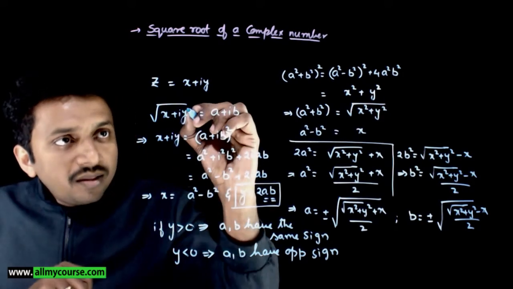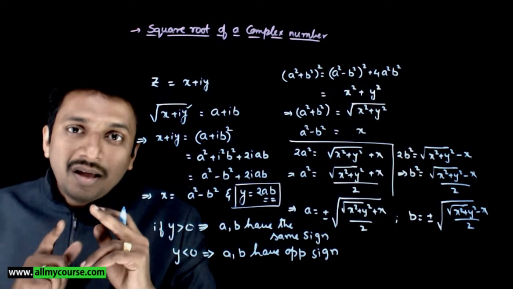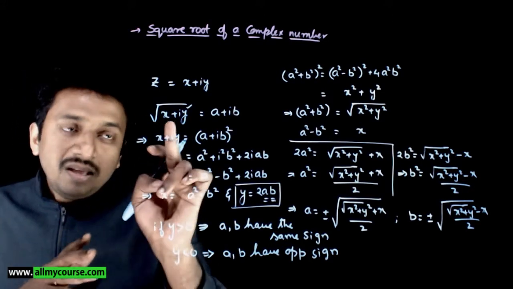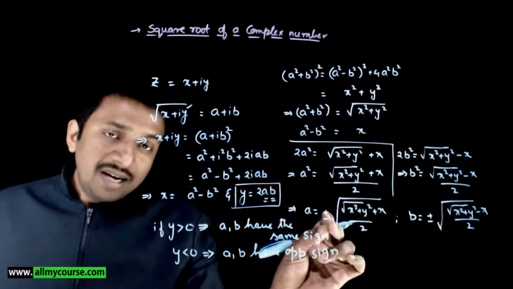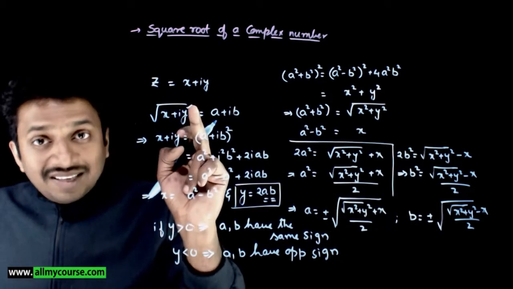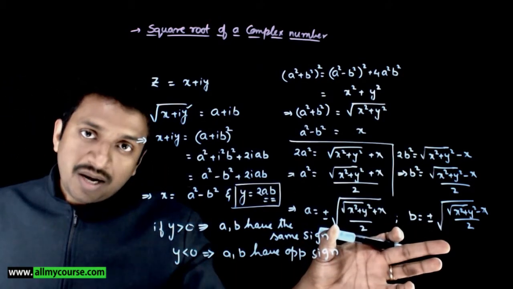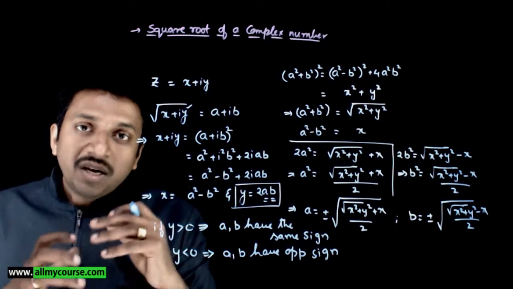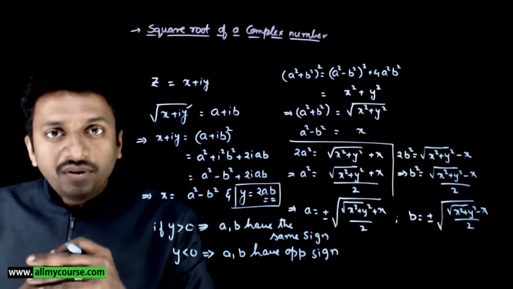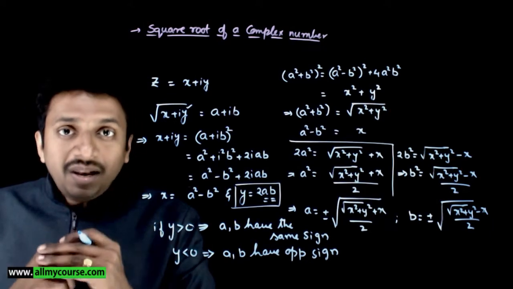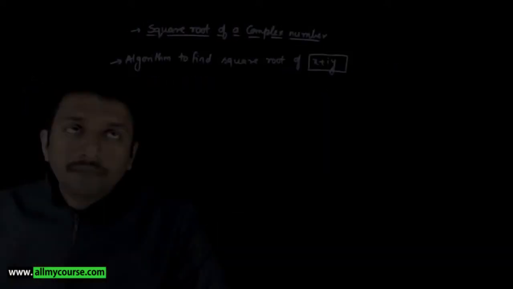Next you need to look at the value of the given y, that is, the imaginary part of the given complex number. If y is positive, then take either both positive or both negative. If y is negative, take one positive, one negative, or one negative, one positive. So that gives you two possible square roots of a complex number. So let us take an example and summarize this process.